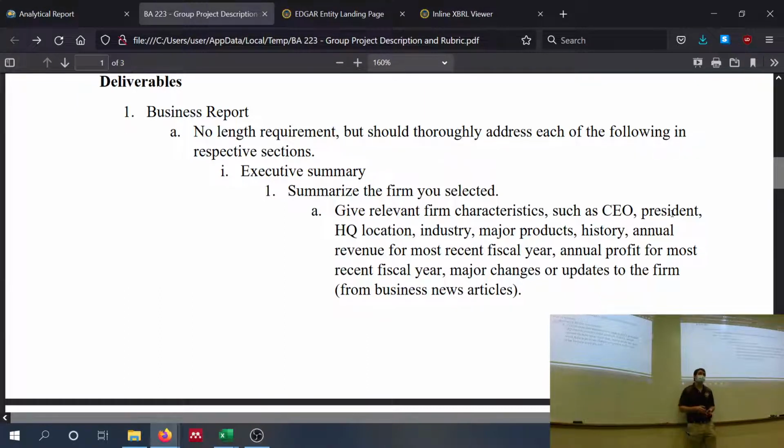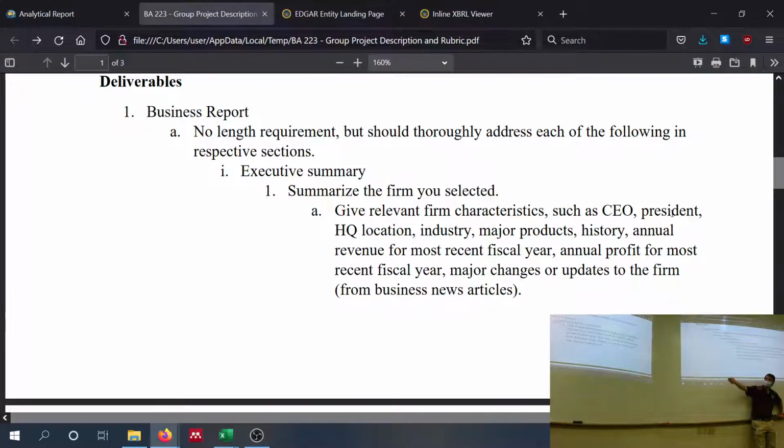Okay, so the executive summary is going to be where you provide all of the information about the company. Relevant firm characteristics, CEO, president, headquarters location, industry, major products that they sell, a little bit of company history. You're probably not going to get all of this from the 10K. You're going to have to go to some external sources for some of this.